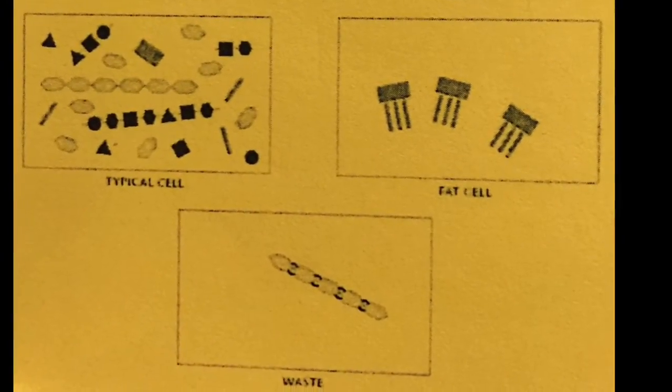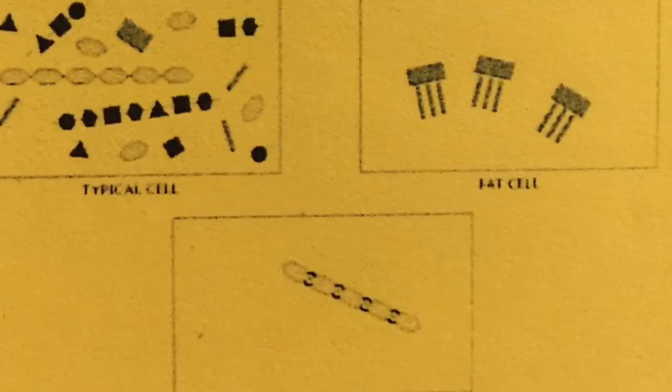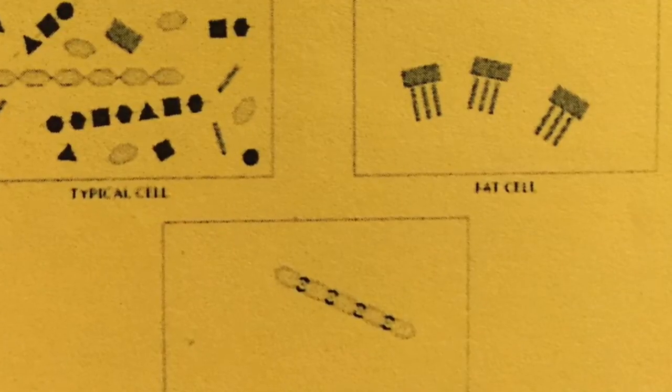So now look closely at the typical cell. Count the number of glucose. 1, 2, 3, 4, 5, 6, 7. But then at time 6, you see only 4. So where did all those glucose go?